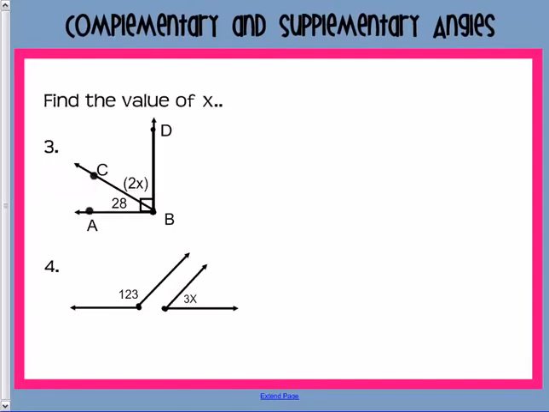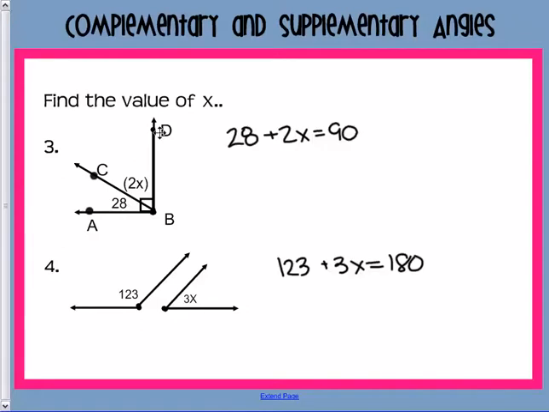Okay, go ahead and try these two. Let's see if we can find the value of x. You know that they're complementary, so we can add them together and they should equal 90. Go ahead and try that. Pause the video and take a second and try 3 and 4. Okay, I'm going to go through the answers with you right now, so let's look at them.